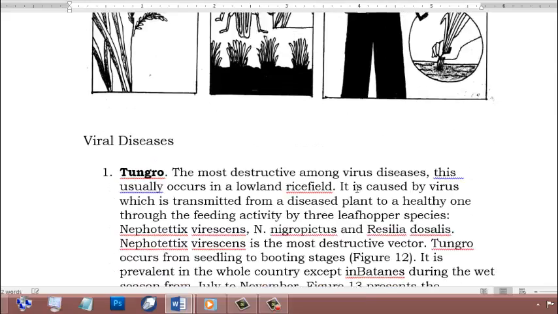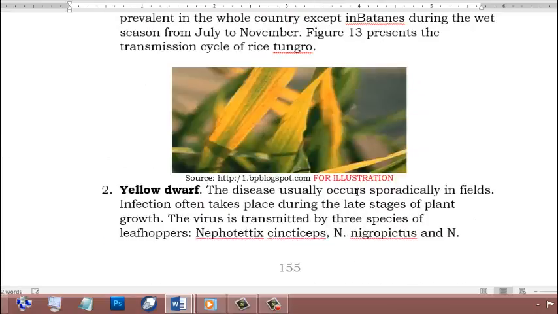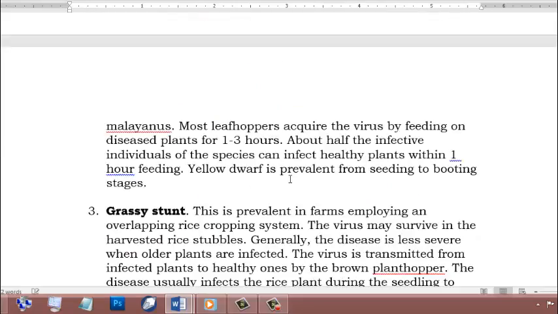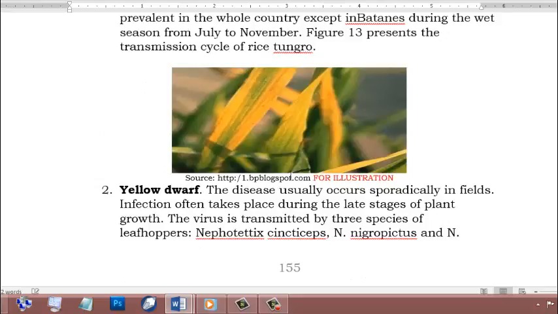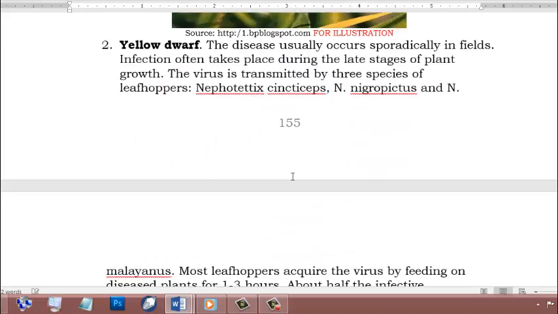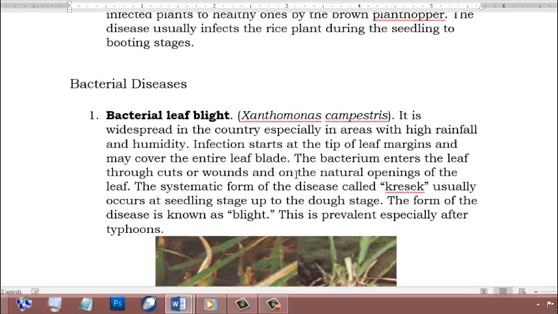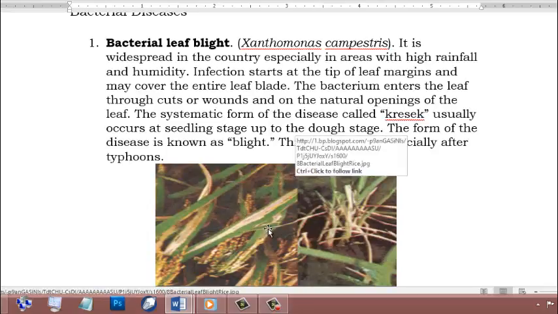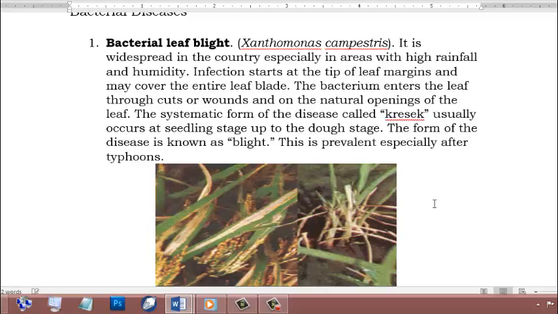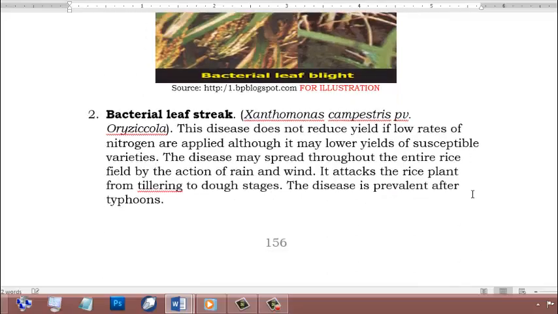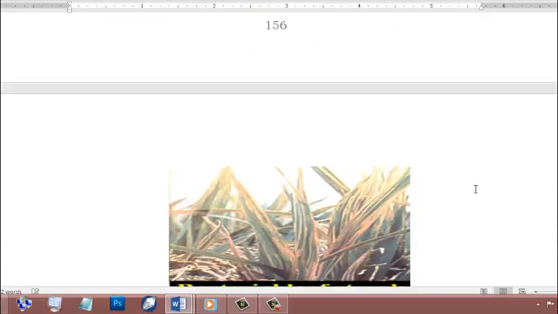Okay, so viral diseases, tungro, here they are, this is the appearance of yellow dwarf, grassy stunt. The illustration for tungro is not here. Okay, grassy stunt. Then we have also bacterial diseases, bacterial leaf blight. I'll just show you to finish it faster. I'll just show you the definition of bacterial leaf blight and also the appearance of bacterial leaf blight. Anyway, if you are copying, you just pause it and copy the part where you want to copy. Bacterial leaf streak, here it is.